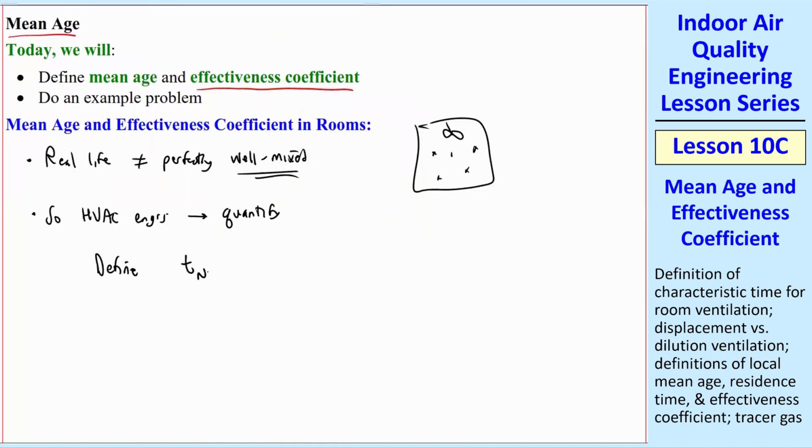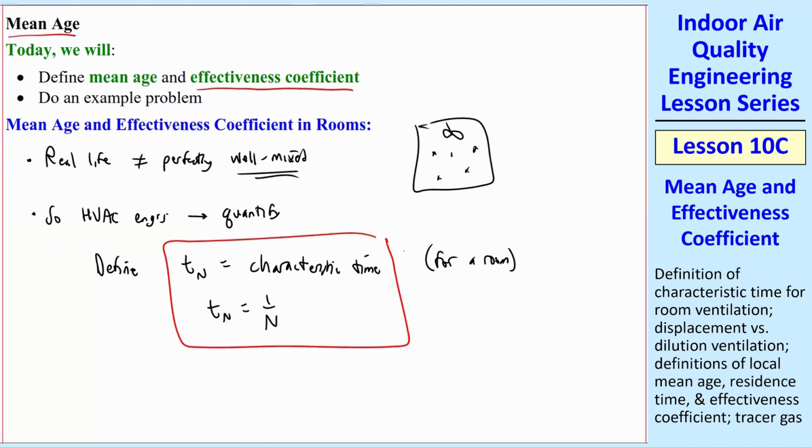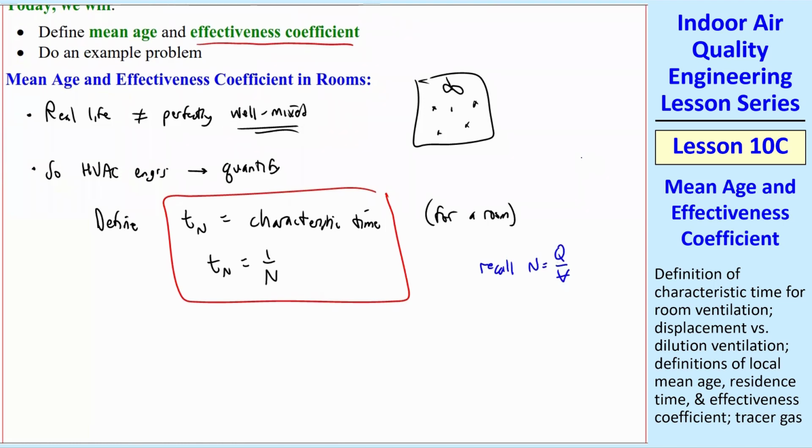First, Tn, capital N, is called the characteristic time of a room. And so we're talking about a room here. And Tn is defined as 1 over n. Remember, n is the number of room air changes. So if you recall, n was equal to Q over volume of the room, so supply flow rate over volume. Therefore, Tn is just 1 over n, or V over Q.